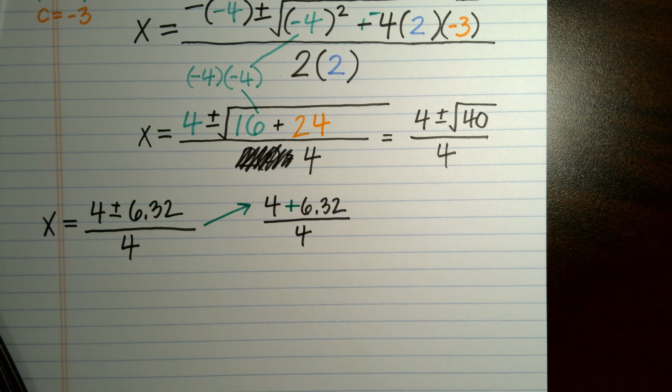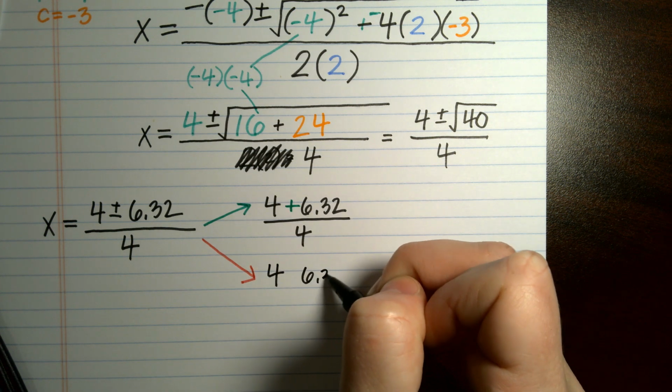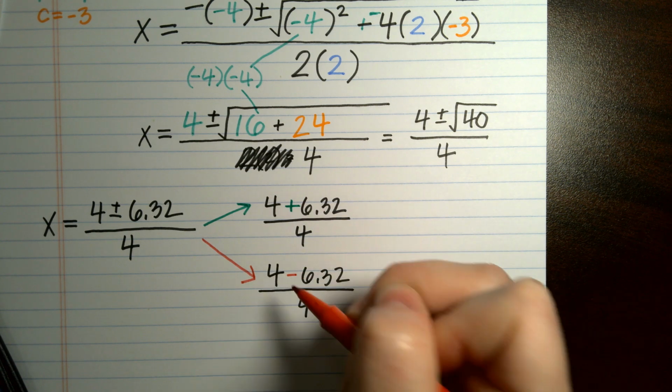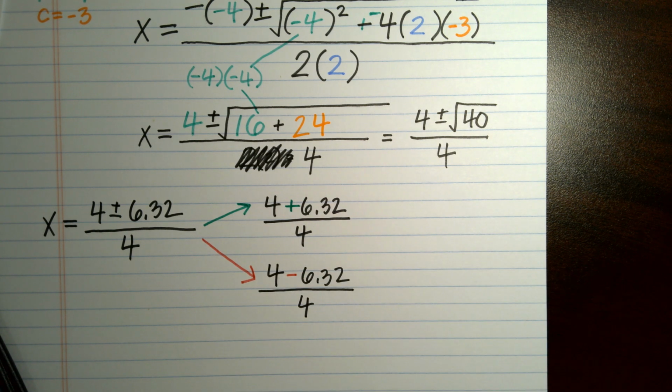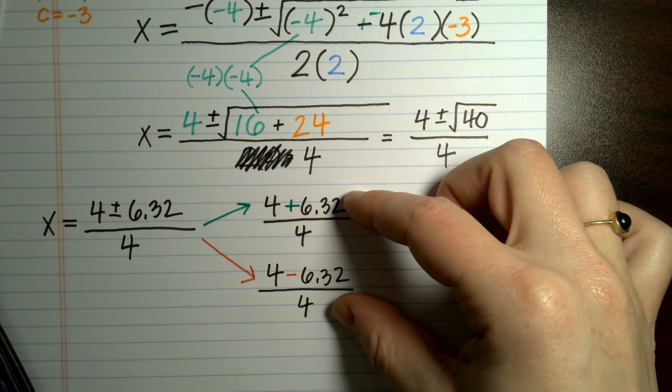And then what would the other equation look like? Yeah, same numbers, just with a minus sign instead. 4 minus 6.32 divided by 4. Okay. So, everybody, to this point, we've got our two separate equations now.